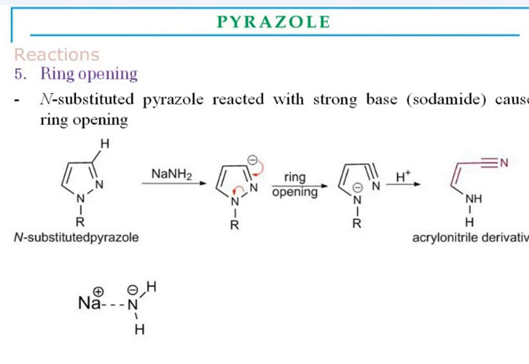Now ring opening: you know, the N-substituted pyrazole reacted with a strong base, sodamide, causes ring opening. Look at the reactions, how deprotonation, then you can see the formation of a triple bond, breaking of the nitrogen bond, and then acrylonitrile derivatives.